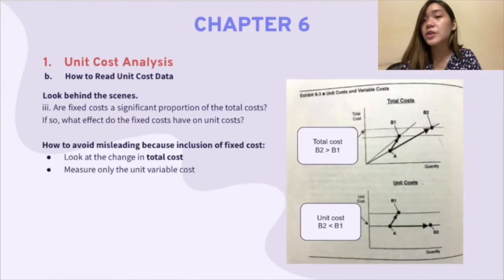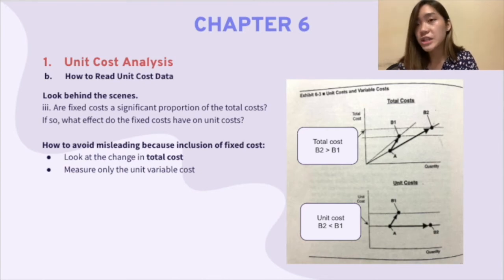Unit costs could also be misleading when they contain fixed costs. When a significant portion of the total costs are fixed costs, it is difficult to know whether a change in unit costs is due to a change in efficiency or a change in quantity. How we could avoid the misleading inclusion of fixed costs is to look at the change in total costs and also measure only the unit variable cost.